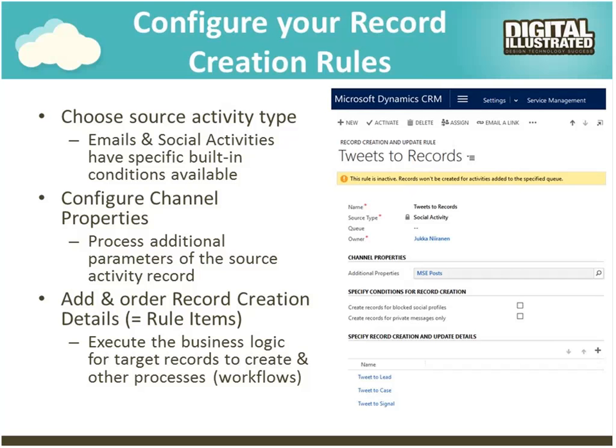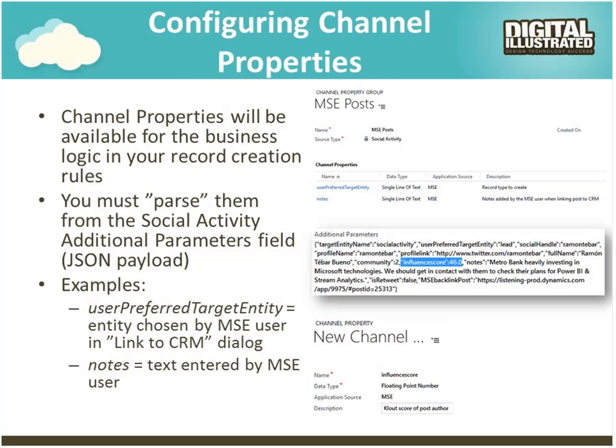But let's first dig more into the channel properties we see there in the middle, the MSE posts, which I've created. This is the place where you can dig deeper into that strange-looking additional parameters field on the social activity. You can take this JSON format payload and create these key value pairs yourself. For example, even the selection of the type of entity to create is a variable that's delivered here as part of the channel properties.